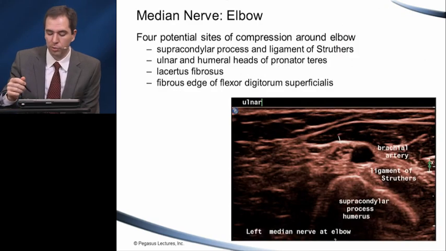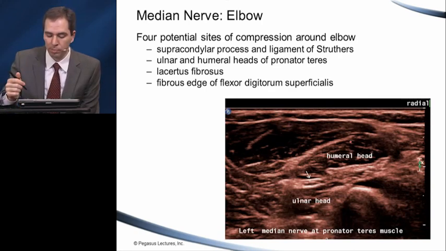So this is on ultrasound where we would expect to have a supracondylar process and ligament of Struthers. This patient does not have one, but basically the median nerve runs very close to the humerus in this location, so you can imagine any kind of supracondylar process could impinge upon the nerve in that location.